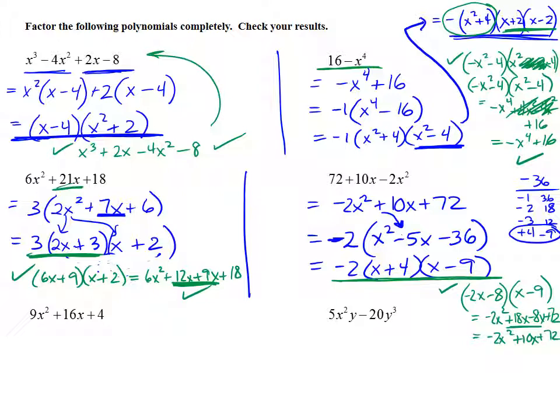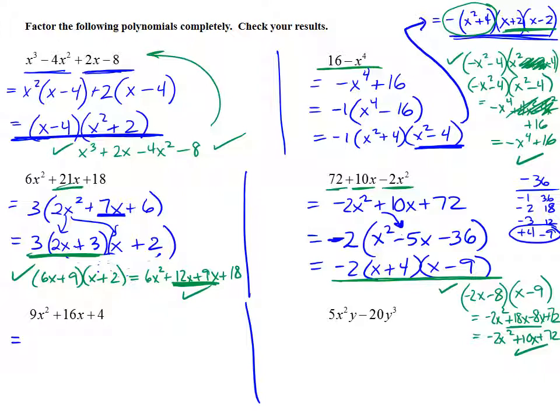If we compare those terms with where I started, there's the 72, the 10x is there and it's positive, and the -2x is there as well. So that checks. Two more examples on this page. 9x squared plus 16x plus 4.